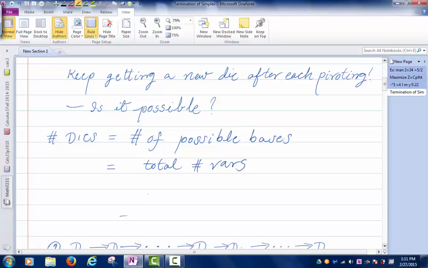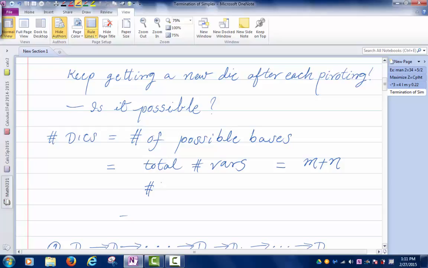Plus functional constraints. So this would be m plus n, right? I have m constraints and n decision variables. So the total number of variables, including the slack variables, would be m plus n. And from that, how many variables do I choose for the basis? How many basic variables do I choose?